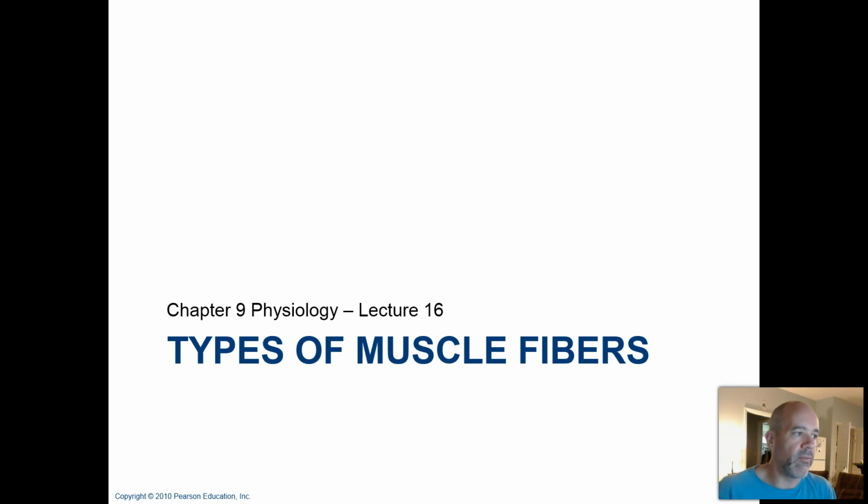All right, in the next lecture we're going to talk about some differences in types of muscle fibers. Now that we've got this background on aerobic versus anaerobic energy pathways in our muscle fibers, we're going to talk about some different types of muscle fibers. You may have heard of this before. You may have heard of slow twitch versus fast twitch muscles, and so we're going to learn what that means in this next video lecture.